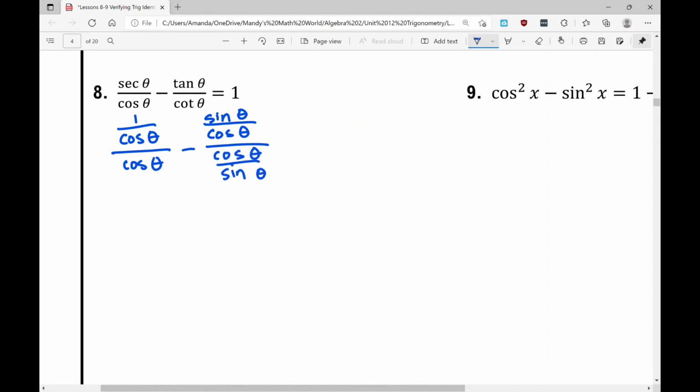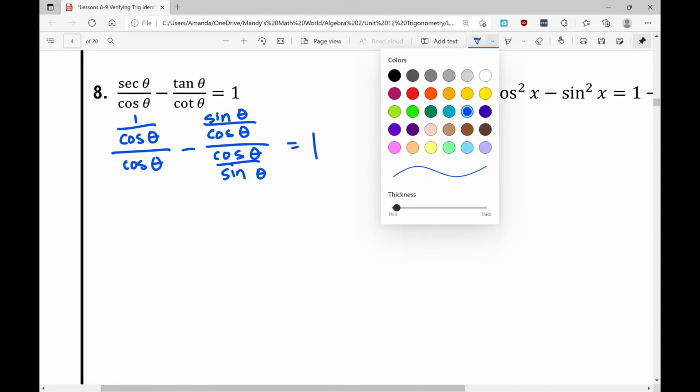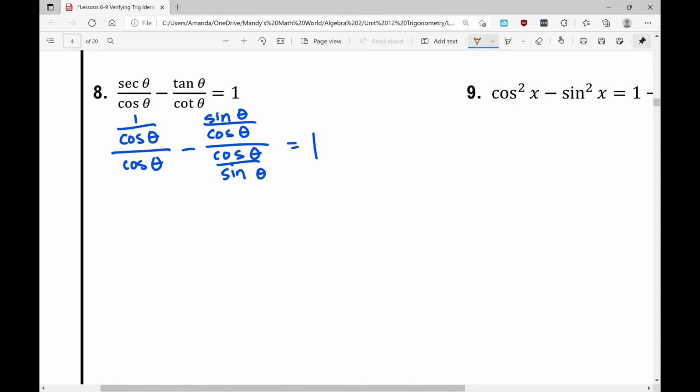And what we're saying is it's equal to 1. Okay, so now let's start doing this. When we're dividing these fractions, I'm going to multiply by the reciprocal. Keep, change, flip. So let's do this first one first. So 1 over cosine theta times, not cosine theta over 1, it's 1 over cosine theta.